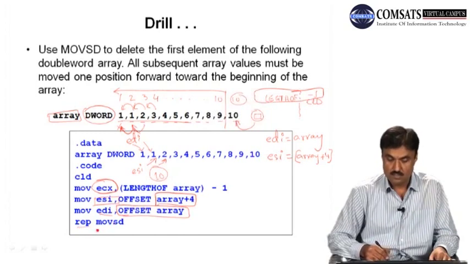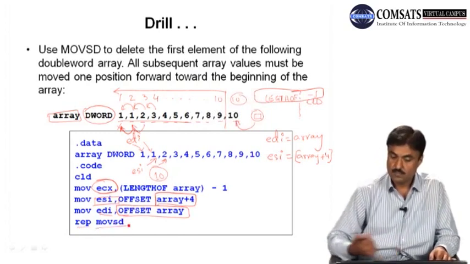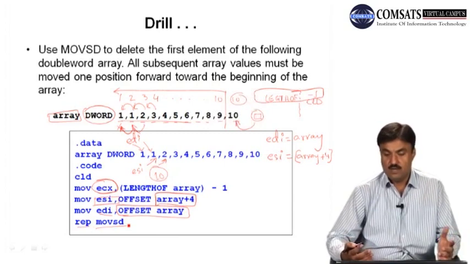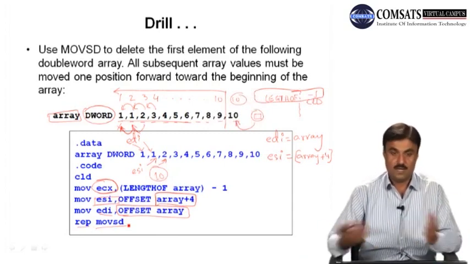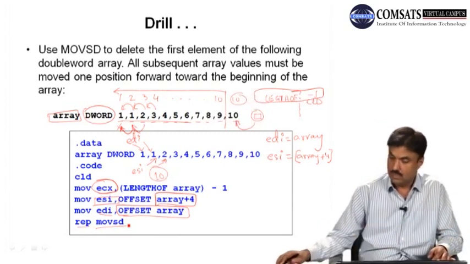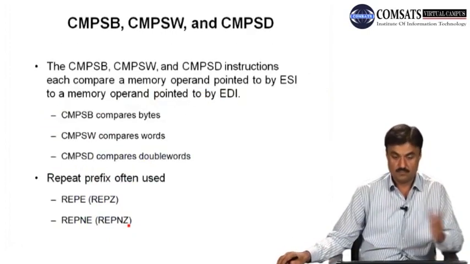So we are going to repeat MOVSD. So we are going to move double words. What will happen, it will move all the elements of this array.